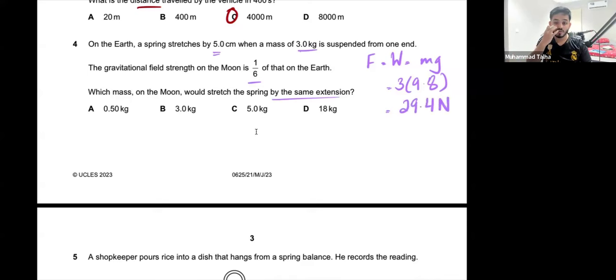For this to have the same extension, the same force would also be applied. The only problem here is that small g is now 1/6 of what it is on Earth, right? So if I write out the equation now for the moon, this is the weight I want. Mass is what I need to find, and small g is 1/6 of what it was. You just cross multiply here, and you will get the answer for the mass, which is going to be 80. So this is just an example question.